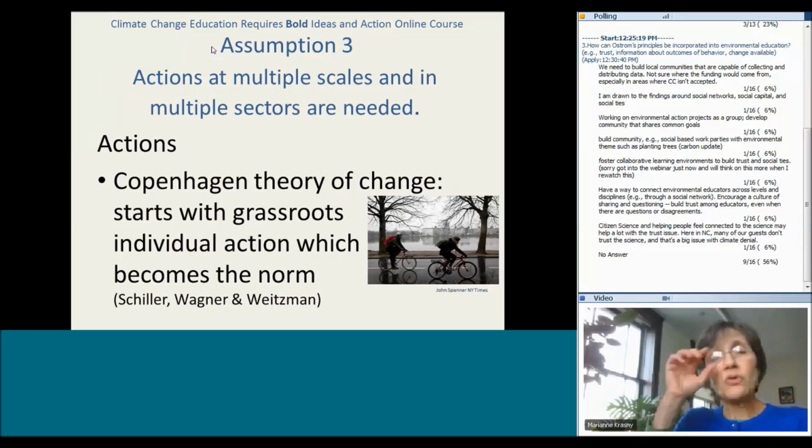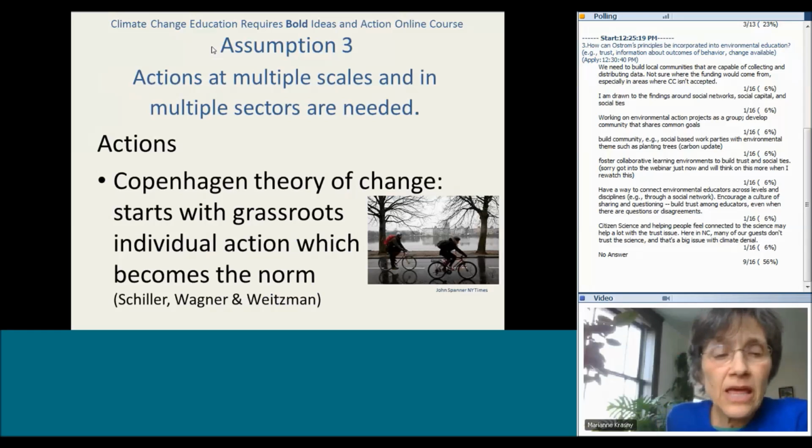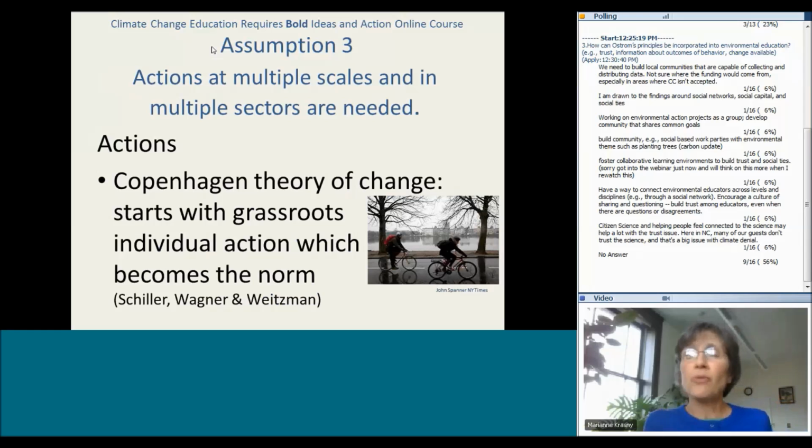All right, so then I wanted to talk about a really interesting article. It was an op-ed, or opinion editorial, in the New York Times this last week. It was by a guy named Robert Shiller, and it's called How Idealism Expressed in Concrete Steps Can Fight Climate Change. One of the things that Shiller covered is this thing called the Copenhagen Theory of Change, which comes from a book called Climate Shock.